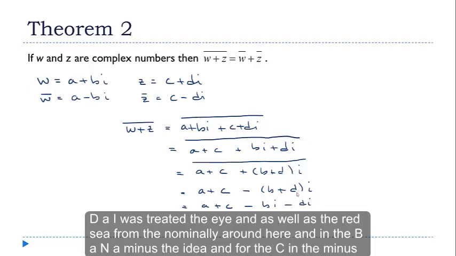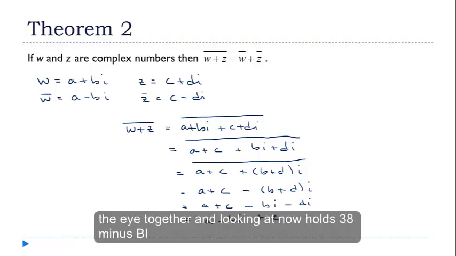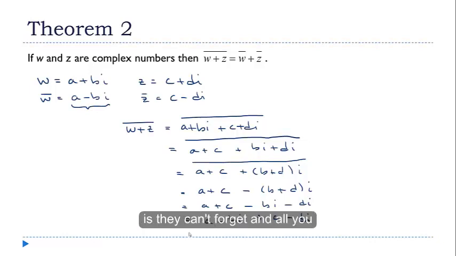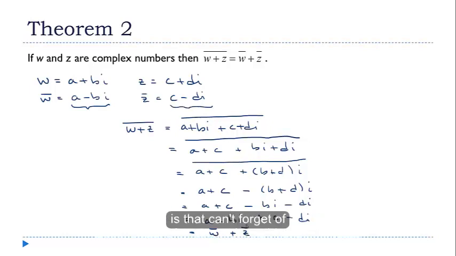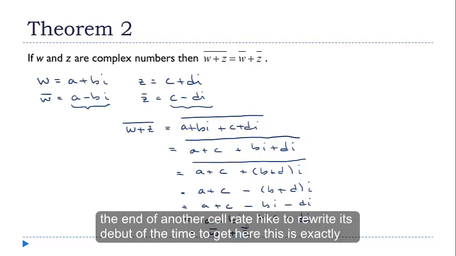I just got rid of the parentheses completely. Now I'm going to rearrange again. I'm going to put the A and the minus BI together, and I'm going to put the C and the minus DI together. And look at that. Now I'm home free. A minus BI is the conjugate of W, and C minus DI is the conjugate of Z. And that's what I wanted to show, right?